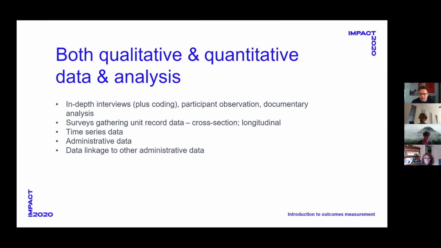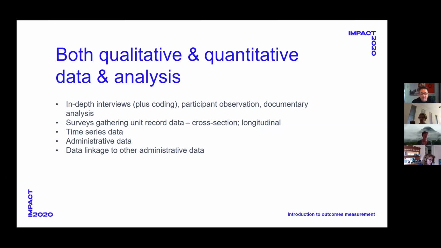And obviously, quantitative data, gather unit record data. By that I mean that you're asking individuals questions and you're keeping your data in terms of those individuals over time. And if you do things well, or do have the resources for it, probably is a better way of saying it, to get information prior to someone starting, during, and after is ideal.